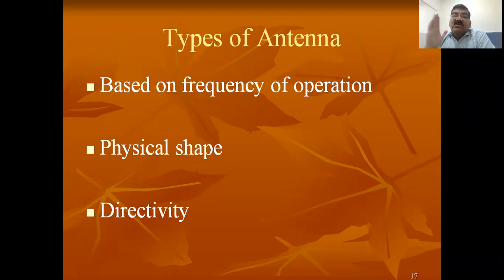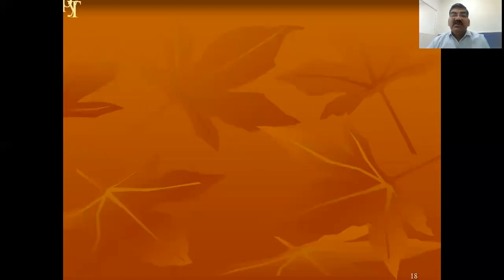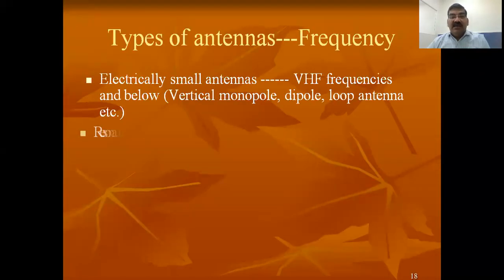Planar antenna, that is microstrip antenna. These are the planar antennas. Directivity. So based on the directivity, how the radiation pattern is, whether it is radiating in all directions or whether it is focused in a particular direction, based on that we can have the bifurcation. So these are the bases on which we can bifurcate the antenna.